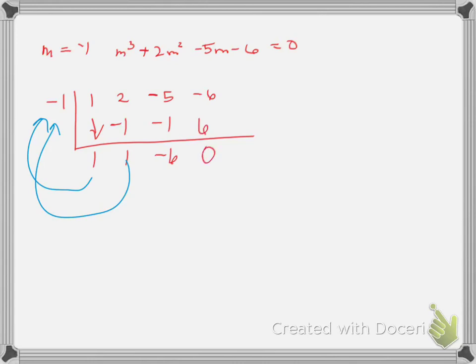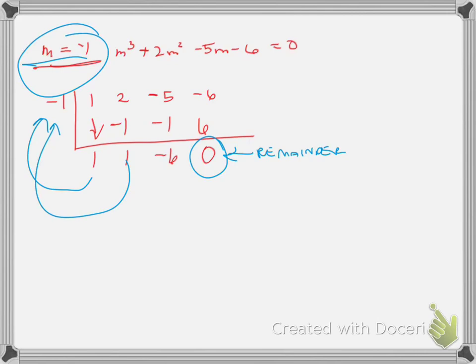Because we know that -1 was a 0, or a solution, or a root, then we automatically know that the last place always represents our remainder, so that means the remainder should always be 0. If it's not, then either -1 is not a root or we did something wrong in our math.